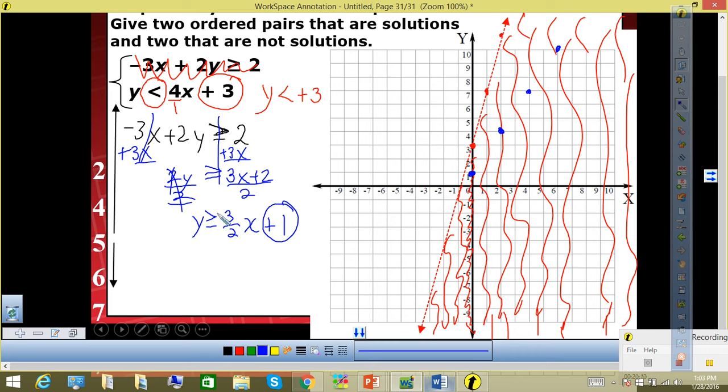Now let's circle our inequality symbol. What kind of line will this be? Tell your neighbor. That is correct. It would be a solid line because it has an equal sign on it. So therefore your line should look something like that.